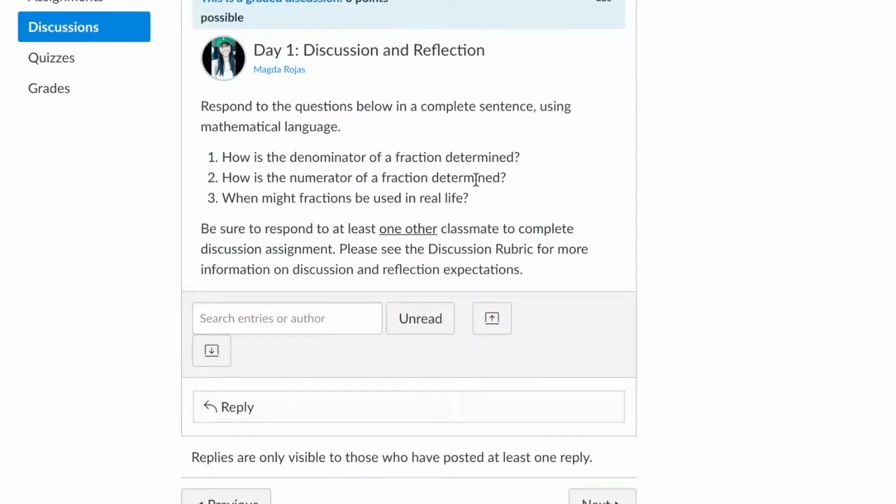Finally, you have the discussion reflection that is going to be at the end of each day, and this is usually going to be a question related to what they learned about or talked about that day, and they are also going to be expected to respond to at least one of their classmates.